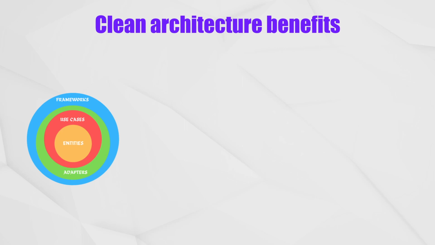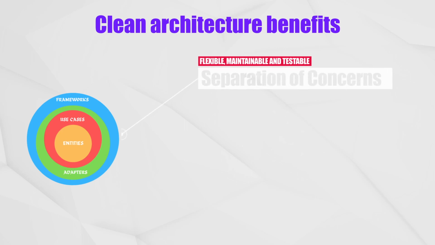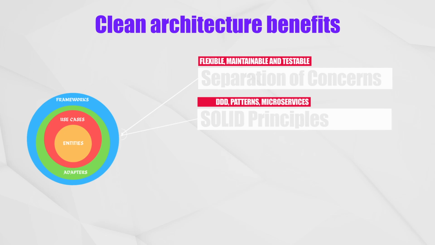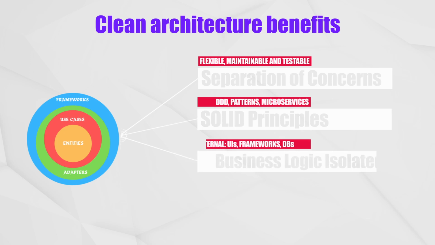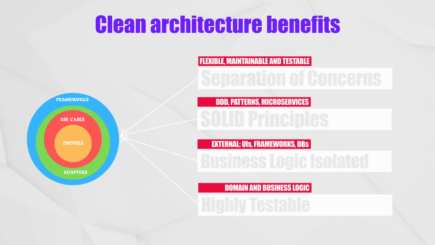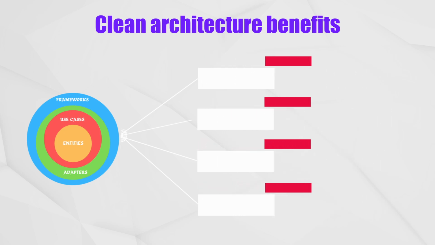What are the benefits of clean architecture? It's based on design principles, separation of concerns, and the creation of flexible, maintainable, and testable systems. It follows SOLID principles, domain-driven design, design patterns, and microservices architecture. UI, database, framework, and external agencies are independent from the core business logic, so it allows switching or modifying outside layers without affecting the core inner layers, which remain the same. Highly testable business logic and domain by isolating both inner layers from outer ones.